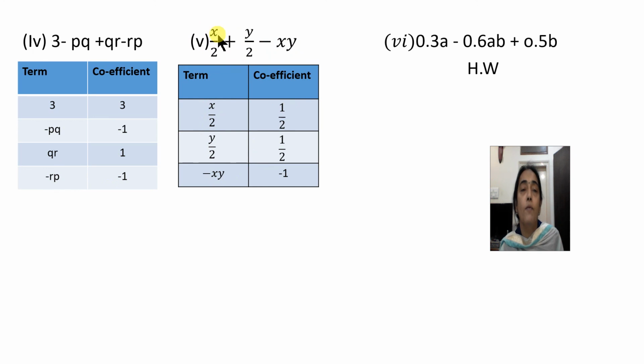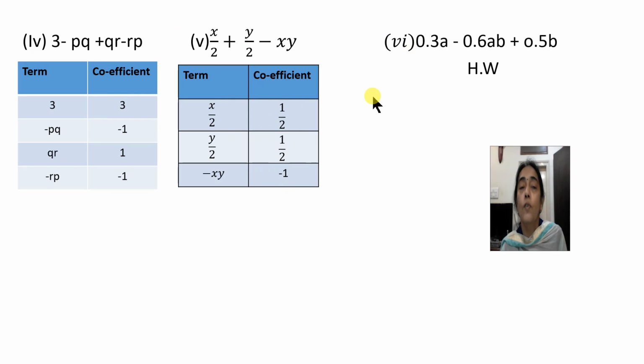If there was x upon 3, then the coefficient would have been 1 upon 3. But here it is x upon 2, so the coefficient is 1 upon 2. Y upon 2, so the coefficient is 1 upon 2. Minus xy, so the coefficient is minus 1.